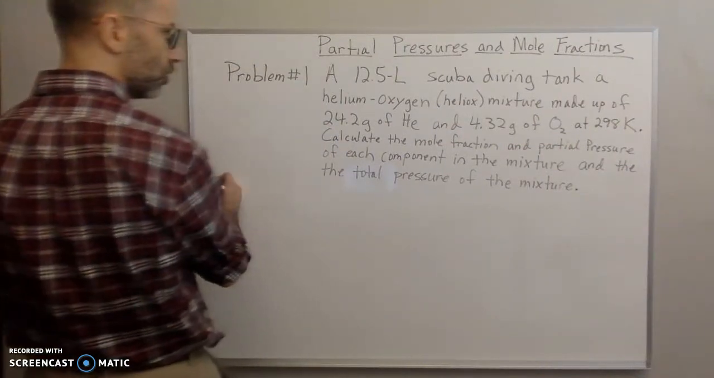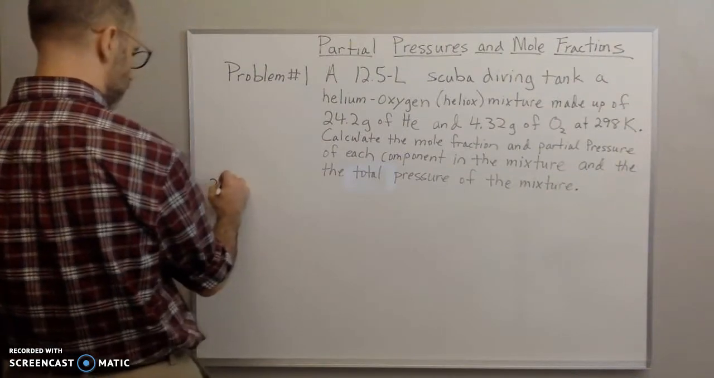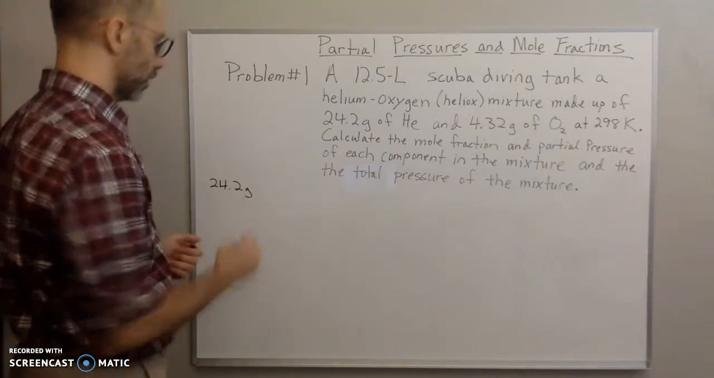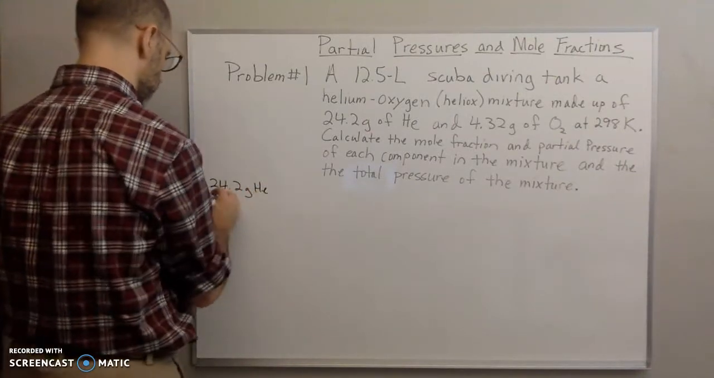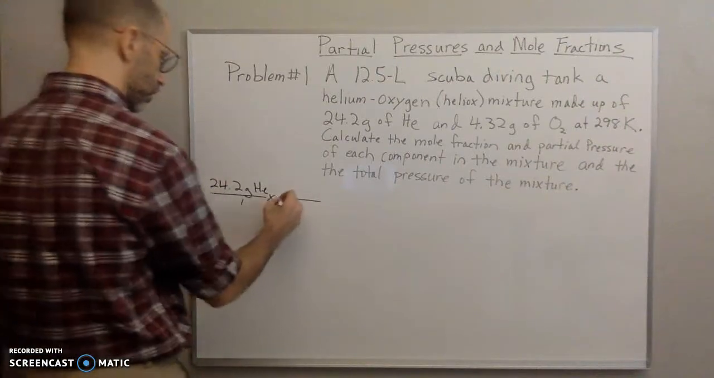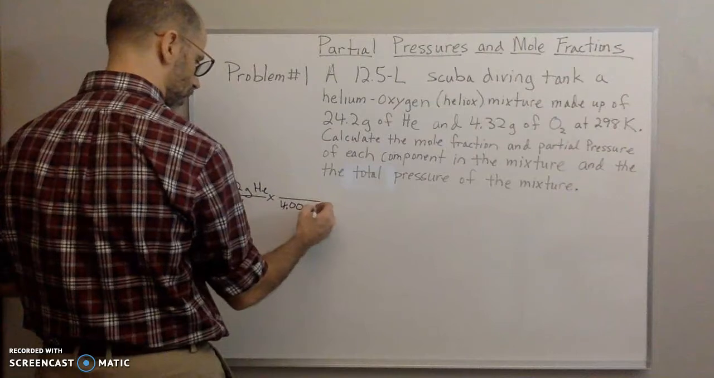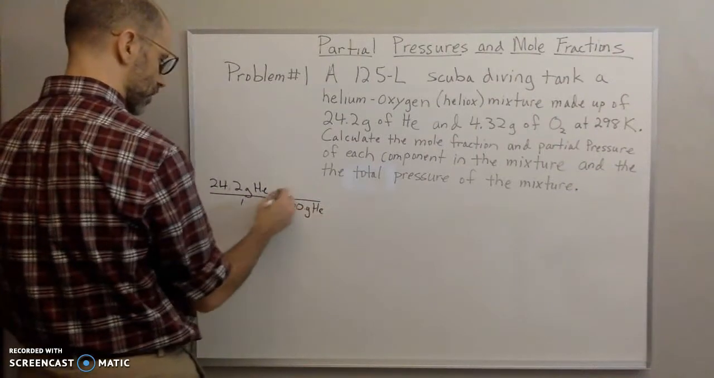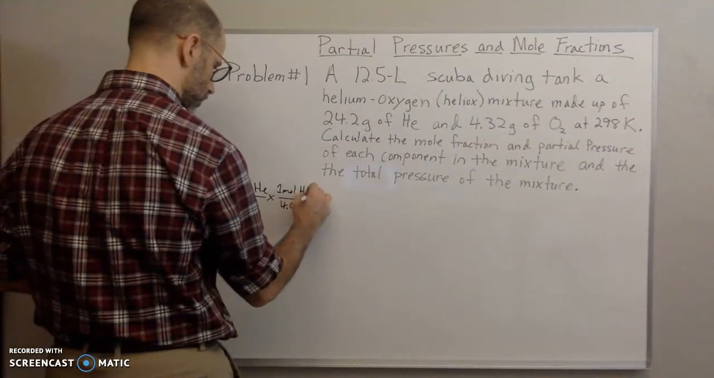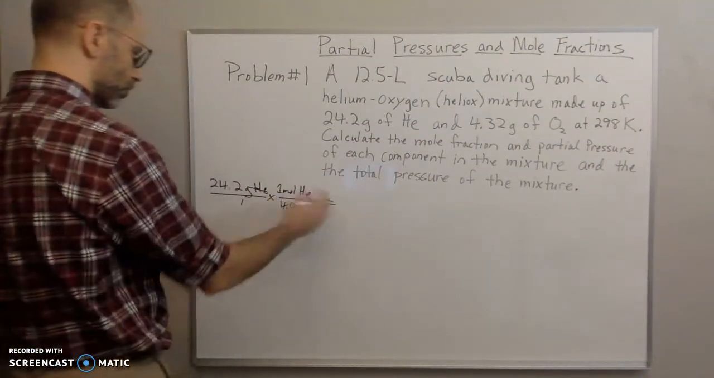We're going to start with helium, 24.2 grams of helium, and we're going to use the molar mass of helium. That's going to be 4.00 grams of helium on the bottom to cancel out the grams, and 1 mole of helium on top. So grams will cancel out, and that'll give us moles of helium.